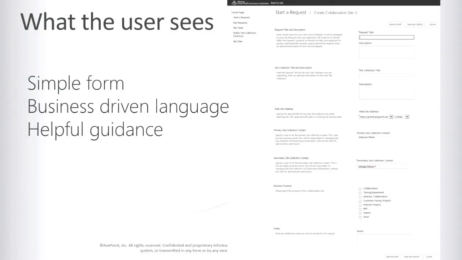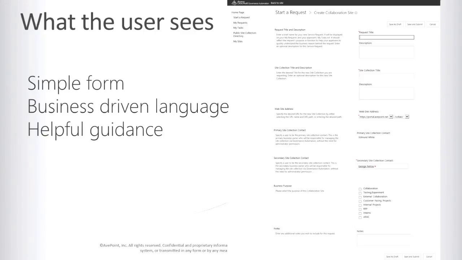If you think about it, we do need information from the end user, but we don't need all of that policy information from the end user. We know a lot of it. So we need things like, who do you want your secondary site owner to be, right? What's the business purpose for this site? Are you doing RFPs or things like that? So they get a simple form that they can fill out themselves, and then we can drive this.